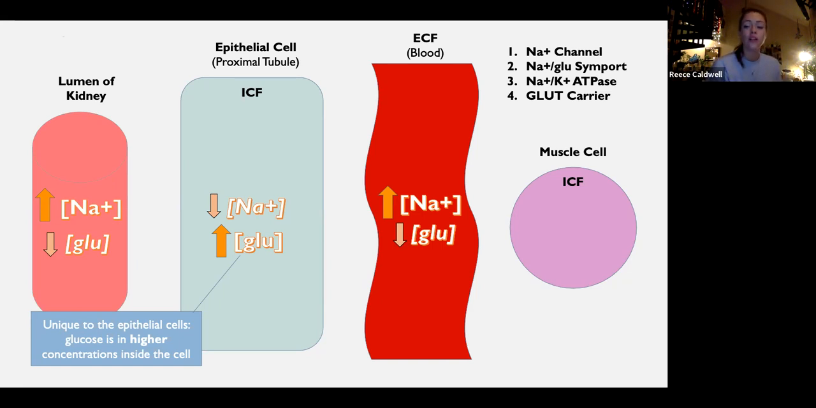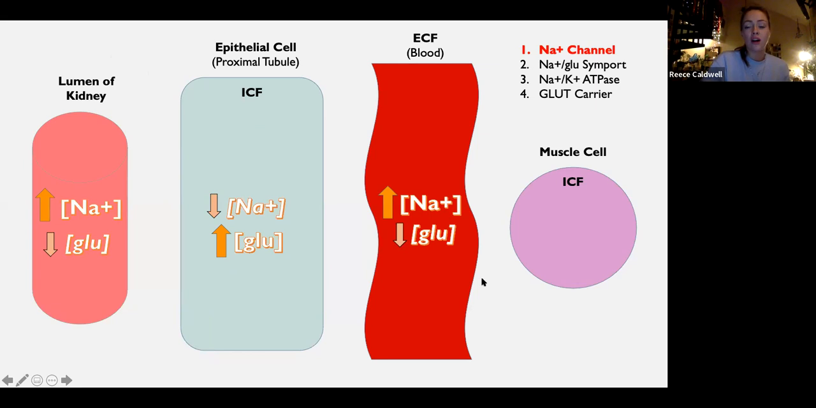So we're going to use 4 different types of transporters here. We have our sodium channel, our sodium glucose symport, our sodium potassium ATPase, and our GLUT carrier. So let's start working through these one by one to discuss and understand how each of them works. So first we have our sodium channel. And sodium channel is definitely going to be the easiest of all 4 of these.